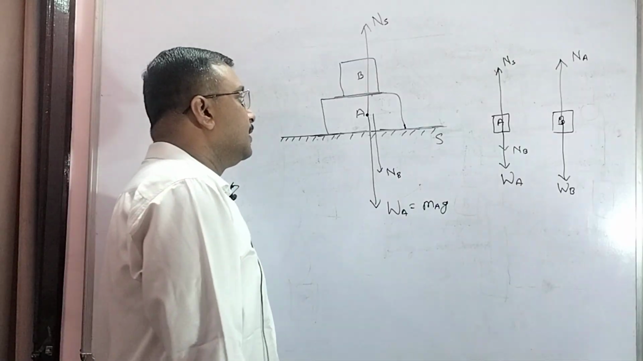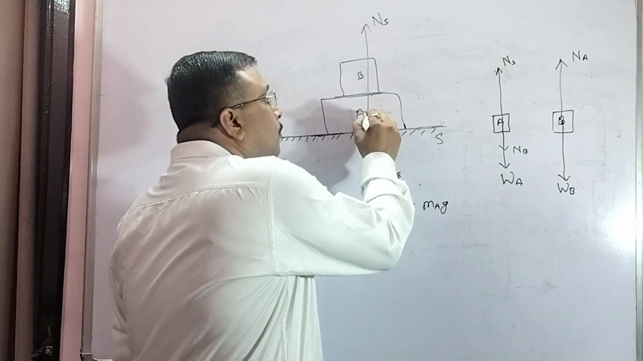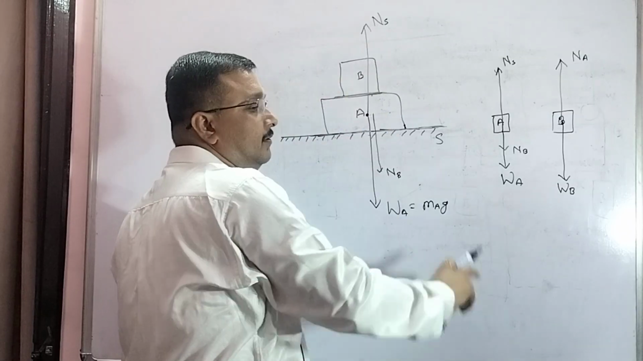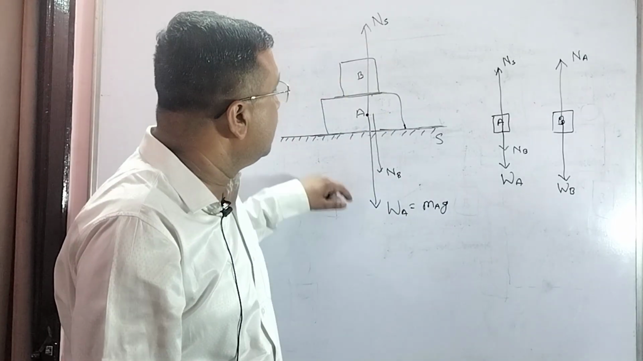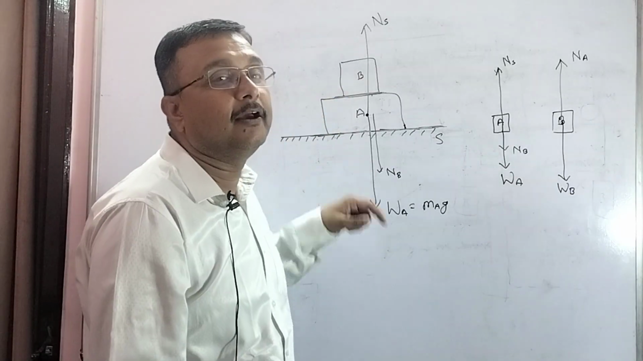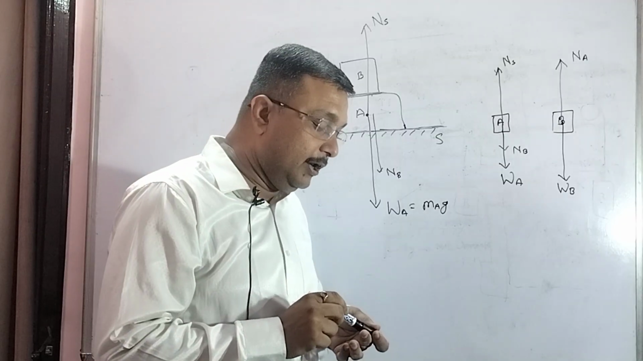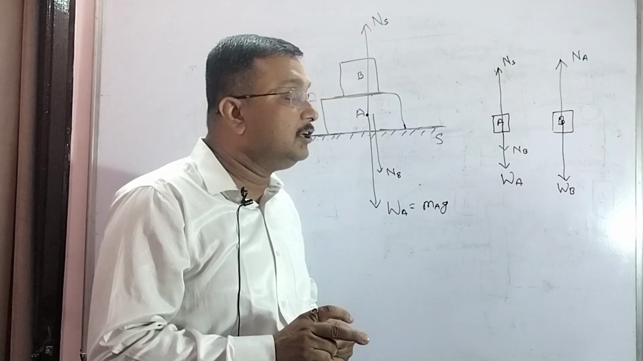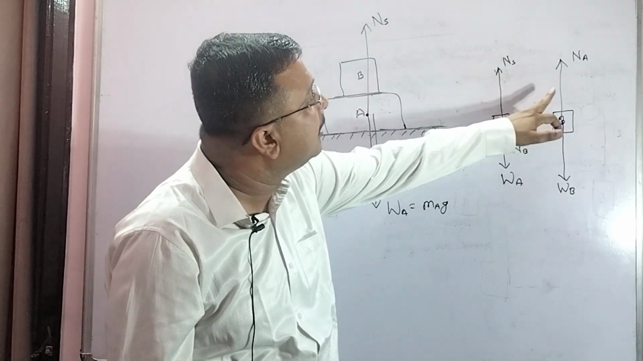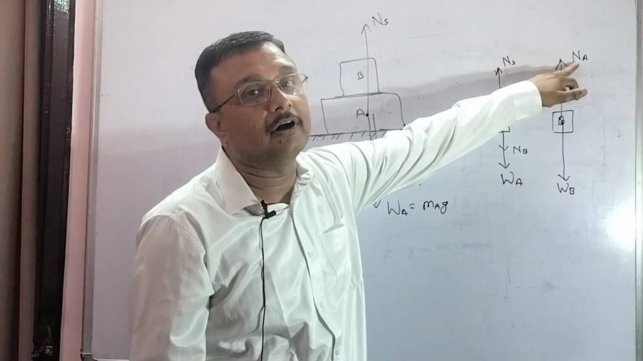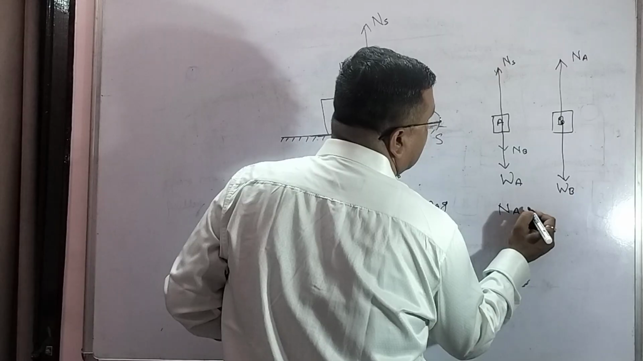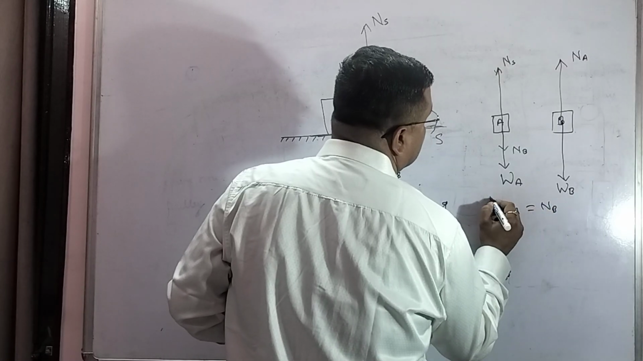But remember, the force of normal reaction applied by A on B and the normal reaction force applied by B on A will be equal in magnitude but opposite in direction. For direction you see N_B in downward direction and N_A in upward direction. But here N_A is equal to N_B also.